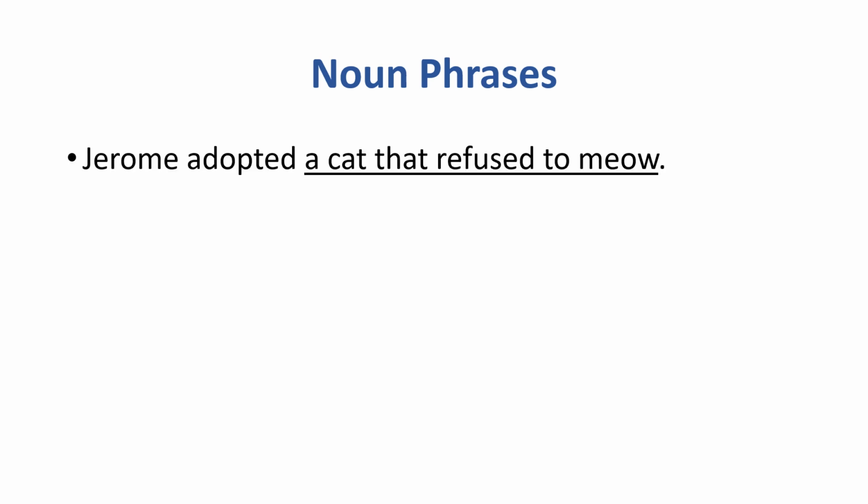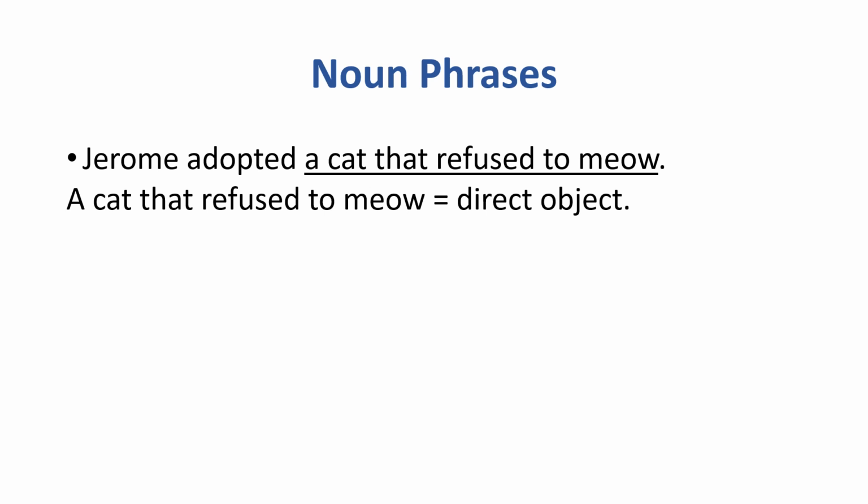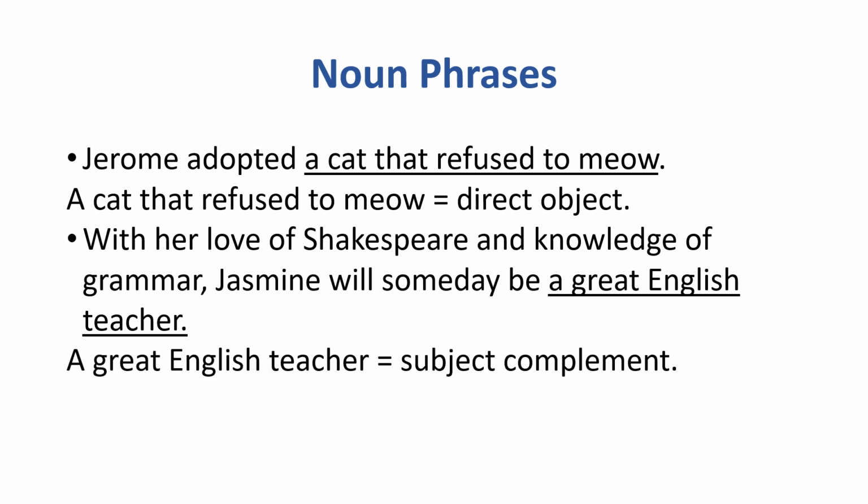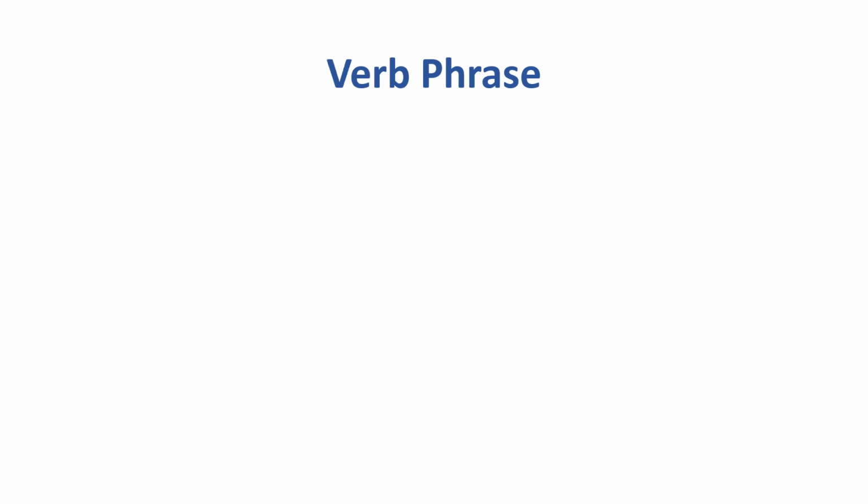Again, another example for you to understand: Jerome adopted a cat that refused to meow. A cat that refused to meow is basically the direct object in this sentence. Again, the third example: with her love of Shakespeare and knowledge of grammar, Jasmine will someday be a great English teacher. Here, great English teacher is a complement, a subject complement.